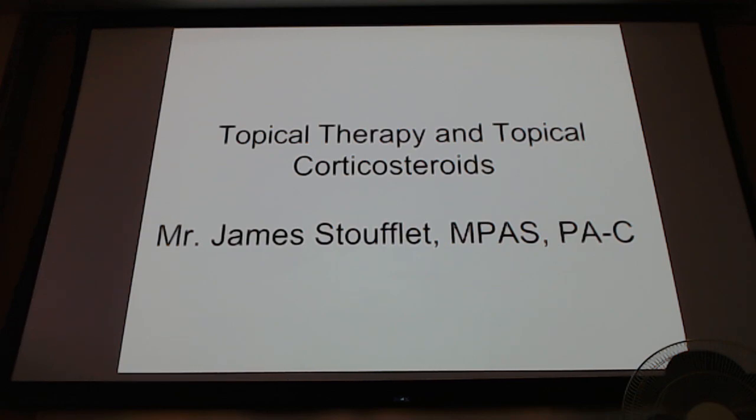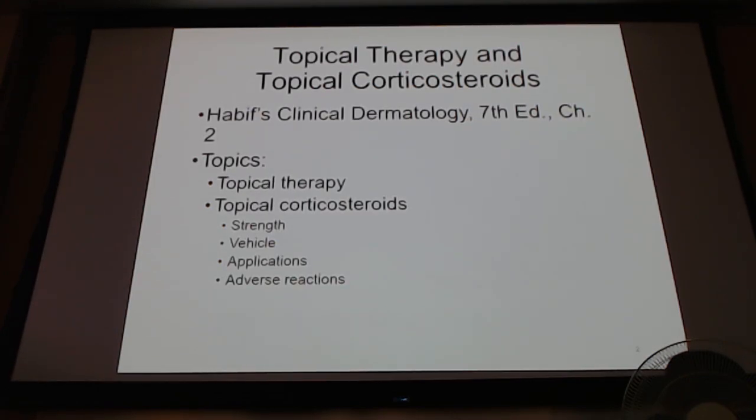So topical therapy and topical corticosteroids. Like I said, Habif chapter 2 talks about the topical therapy of the corticosteroids. We're going to talk about their strength, right? So I'm going to talk about which of the groups those are. Groups are important. Vehicles are important because there are specific vehicles that are oftentimes used for specific conditions depending on what they are. Vehicle means how are we giving them: a gel, a foam, ointment, and so on. Applications, adverse reactions, and so on. Okay.